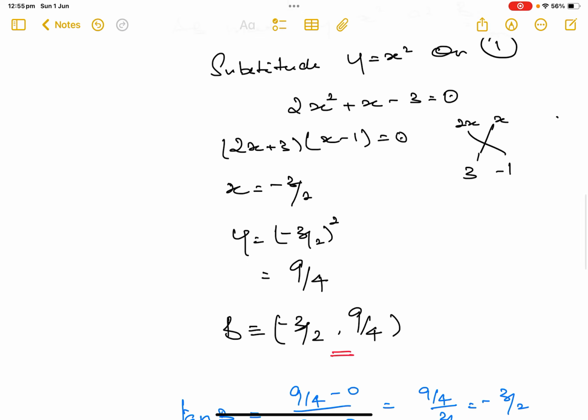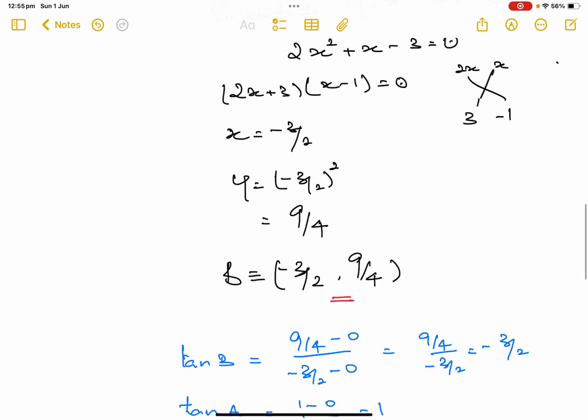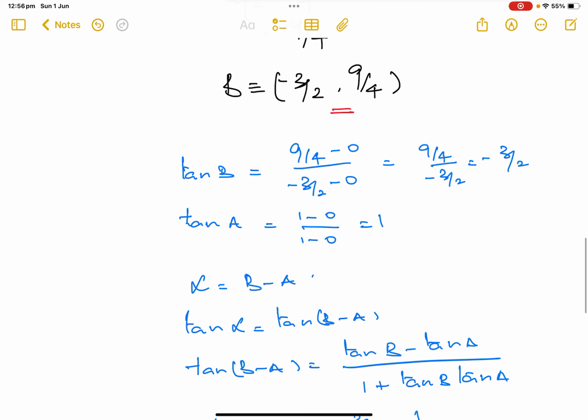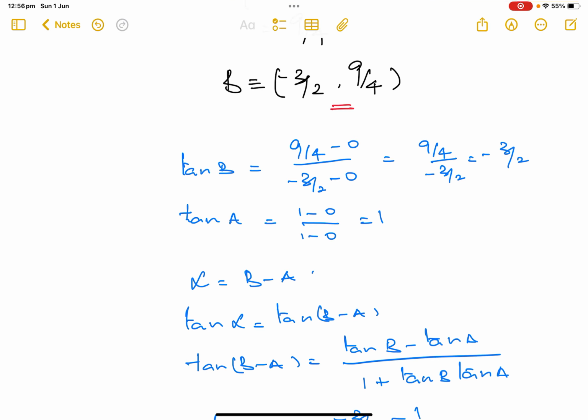So from the first factor, 2x plus 3 equals 0, x equals minus 3 over 2. The other one, x equals 1, represents point A, so we don't need to worry about that. This is the one we need. Then substitute into y equals x squared: y equals minus 3 over 2 squared, which is 9 over 4. So the coordinates of B are (minus 3 over 2, 9 over 4). So we have found the answer for the first part.